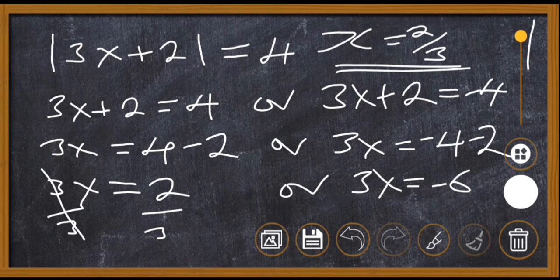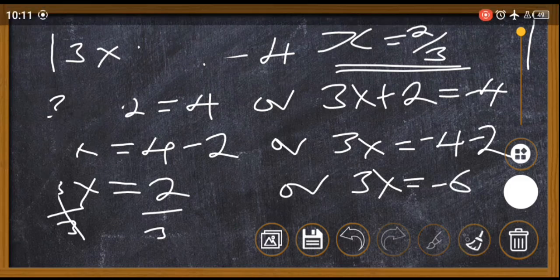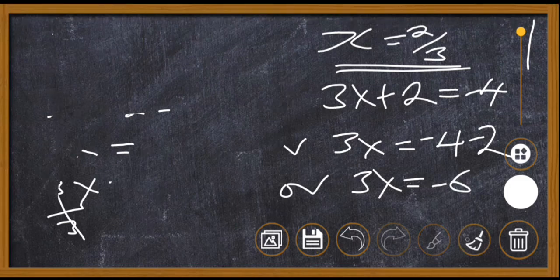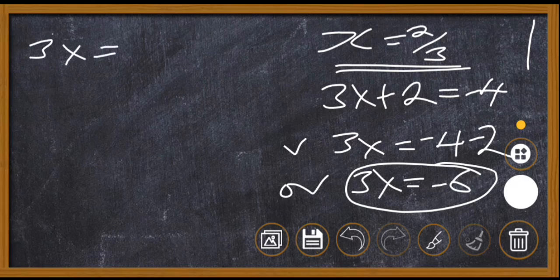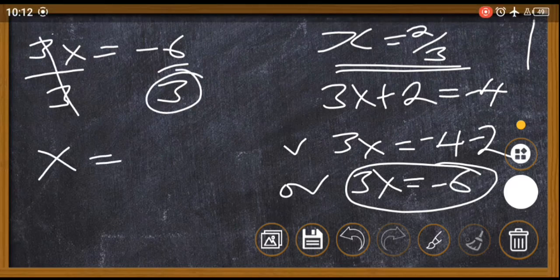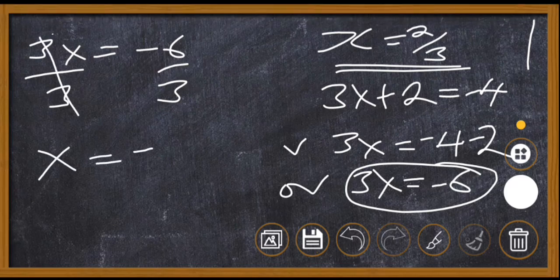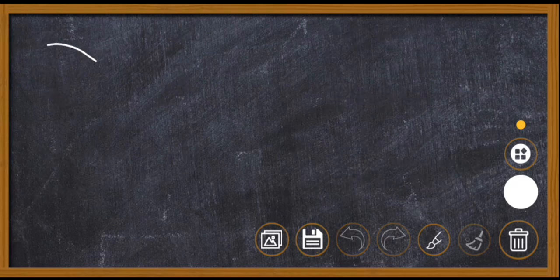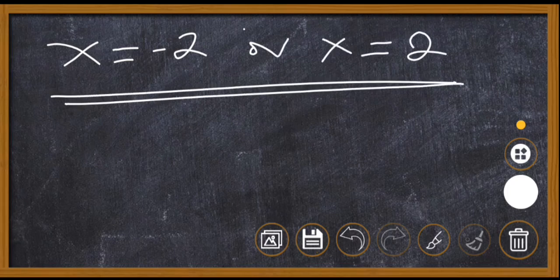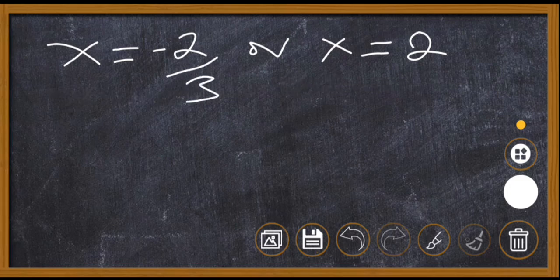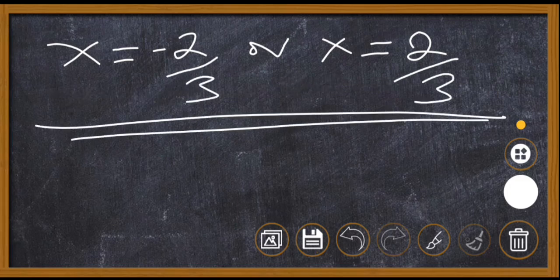Okay, let's rub some parts which are not necessary in this case, since we are done. Okay, so let's deal with the remaining part. Of course, the remaining part is this side. We have 3x equals to negative 6. So dividing 3 to both sides, we have x equals to negative 6 over 3, we're going to have negative 2. So in short, our values of x are x equals to negative 2 or x equals to positive 2 over 3. So these are the values of x.